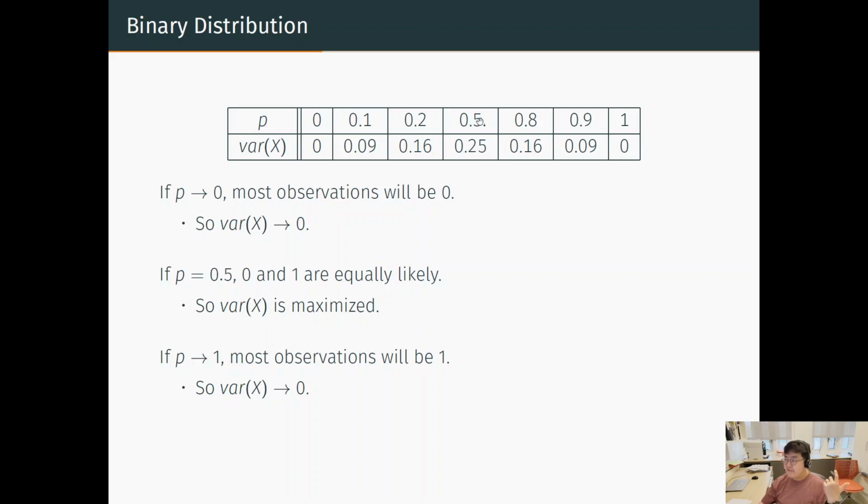But as I said, if the probability deviates from 50%, now you can predict better, right? As the success probability goes to zero, then you can predict that the outcome will be failure. So the variance will be smaller because it is predictable. And vice versa. If the probability of success goes to 100%, it is also predictable. You can predict that it will be a success. So the variance will go down, right?